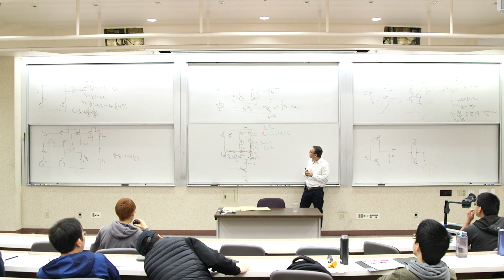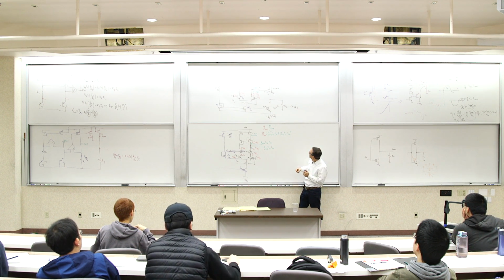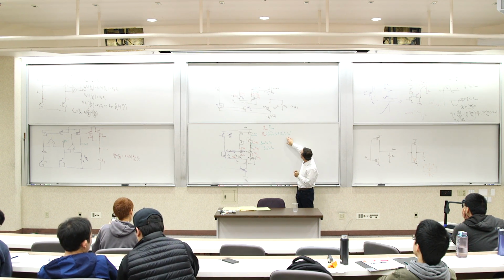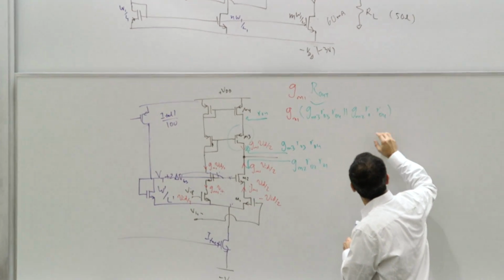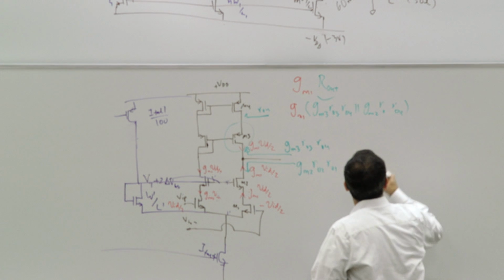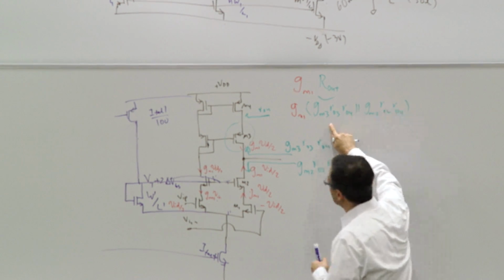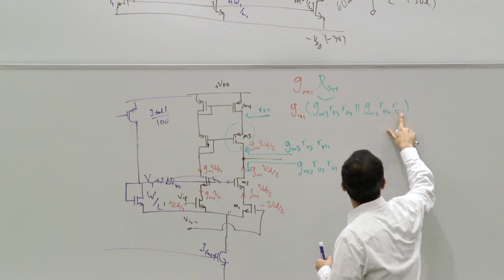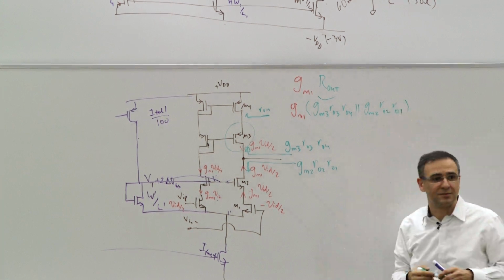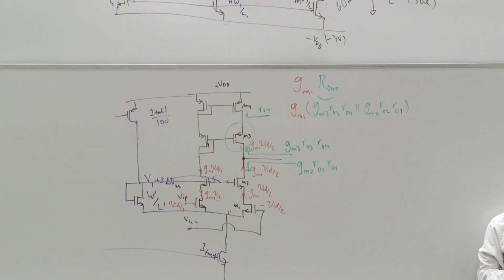Yes, this is actually incorrect. Thank you. This should be RO. No, sorry. This is GM3, that's RO3. This is RO2, this is RO1. Yeah. Thank you. Thanks for that correction. Any other comments or corrections? Yes. Very good. Thank you.